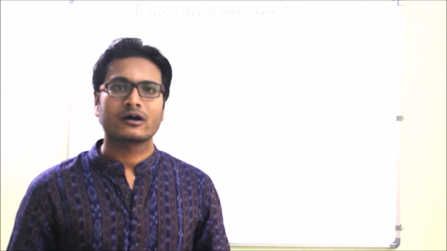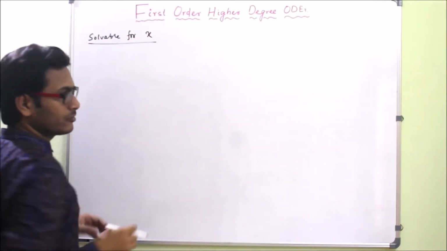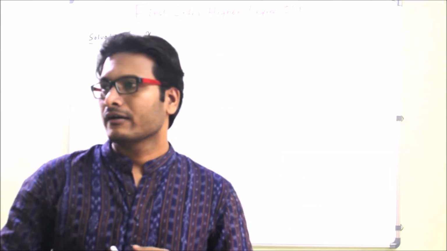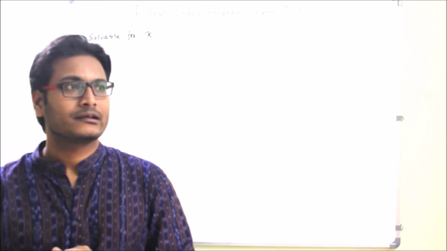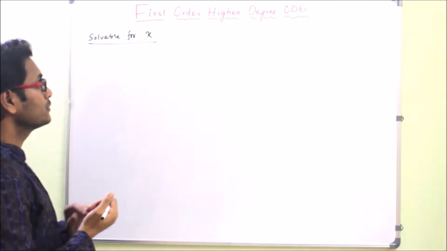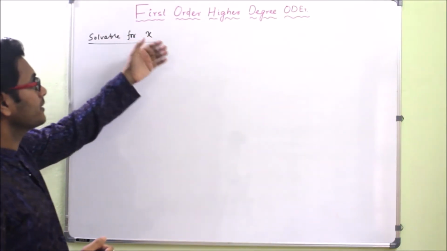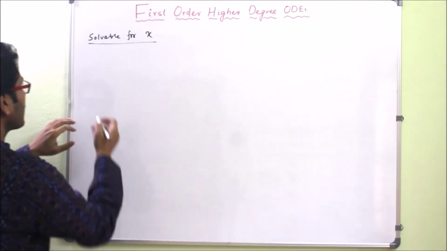Another approach to solve first order higher degree ordinary differential equations is the method of solvable for x. Now we will see how to use this method to solve for the general solution of a first order higher degree ordinary differential equation. Before using this method, we have to see whether our differential equation is in the proper form or not. So what will be the proper form?